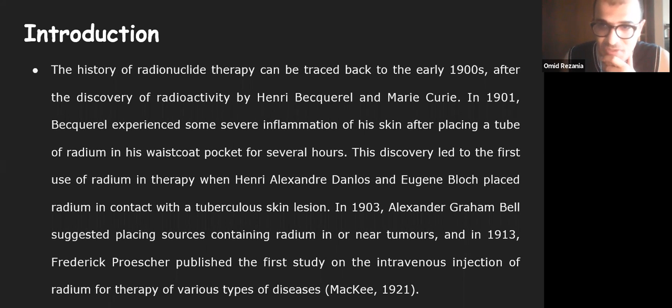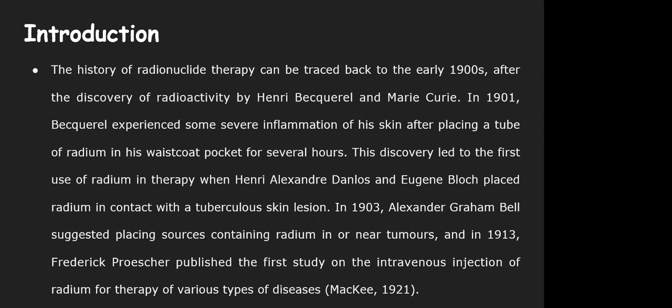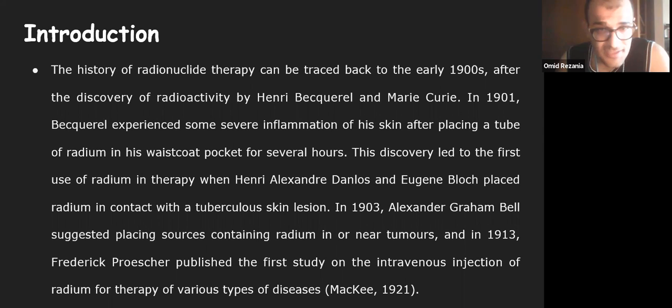In 1903, Alexander Graham Bell suggested placing sources containing radium, which is a radioactive material, in or near tumors. It's very interesting that Alexander Graham Bell, whom I remember as the inventor of the phone. Am I right, guys? Yes. Inventor of the phone. He actually suggested placing a radioactive material, the radium, near a tumor.